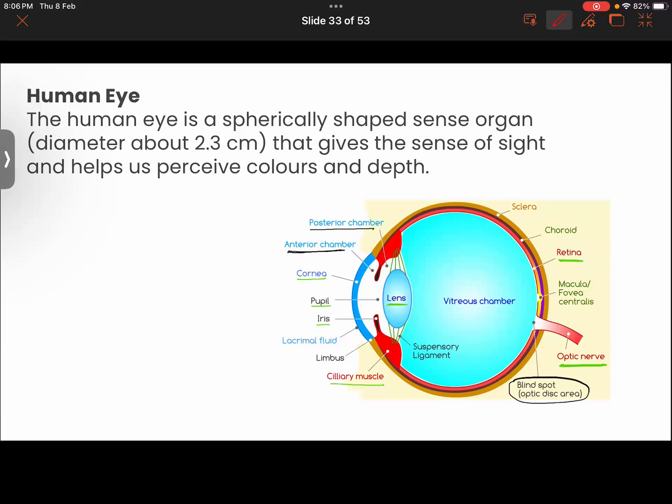So what are the functions of the cornea? First of all, it allows the light to enter into the eye. Second, it is protecting the eye also, since it is made up of a hard substance. Another thing about it is that it also helps in focusing some of the light by converging it.